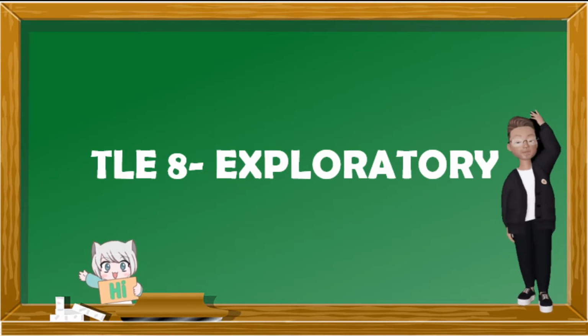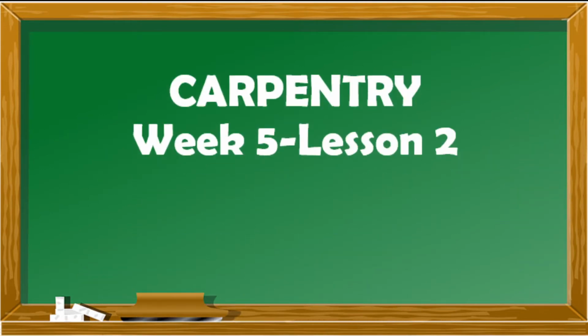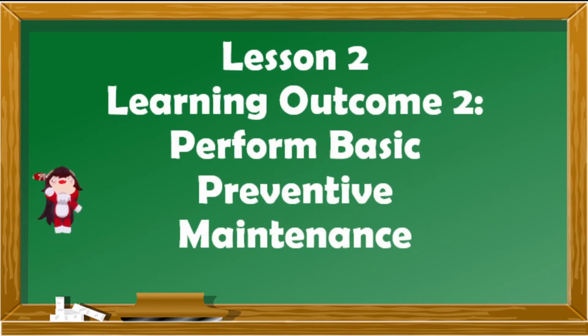Okay, so in this video, we're going to discuss our topic for week 5, which is still under lesson 2. So this is our topic. Learning outcome number 2, perform basic preventive maintenance. Learning outcome number 1 was the checking and inspection of tools. After we inspect the tools, we need to perform the preventive maintenance. So, before that, let's start with our learning objectives.